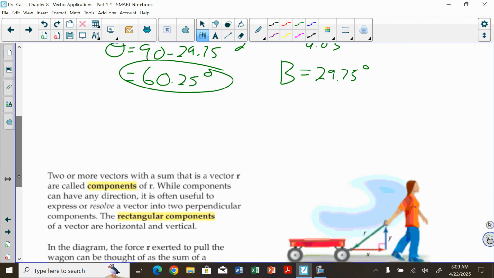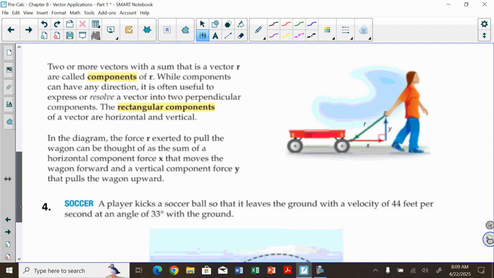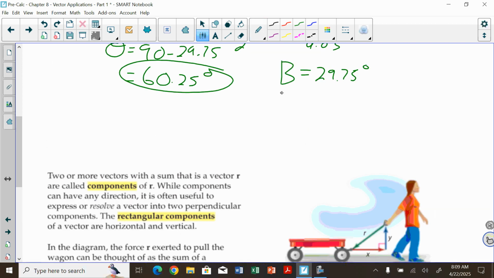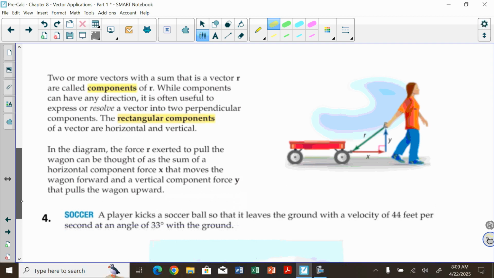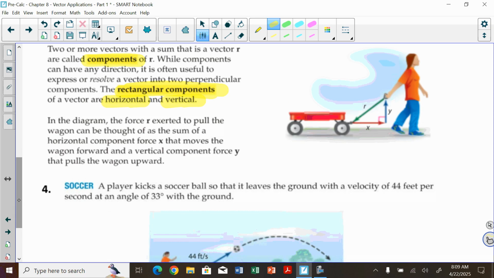Last one, last part, and this part's the easiest part. So we kind of got easier as we went. All right. So a couple things to mention first: if we talk about vectors, 2 or more vectors with a sum, say vector R, those are called components of R. Okay, components of R. And while components can have any direction, it's often useful to express or resolve a vector into 2 perpendicular components. These are called rectangular components, and they are the horizontal and vertical vectors that make up the resultant. Okay, so you look at this example, you've got R is the force here.